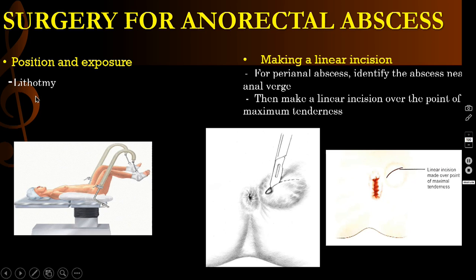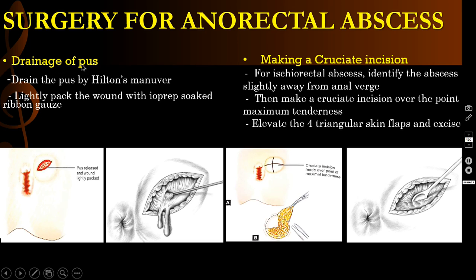Regarding the position, I told you, you can go either lithotomy or jackknife position. If it is a very small perianal abscess, you have to first see the area and confirm that this is a perianal abscess, identify the abscess near the anal verge, and then make a linear incision over the point of maximum tenderness like this. So this is a small perianal abscess. You can do a radial incision like this. And then we can drain the pus by Hilton's maneuver.